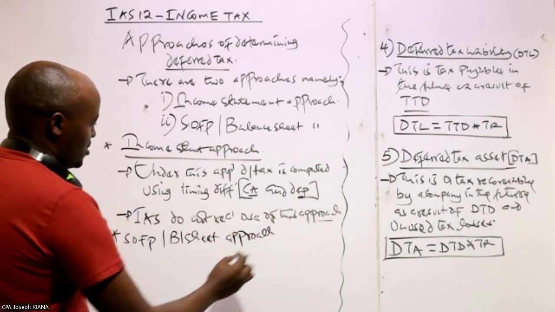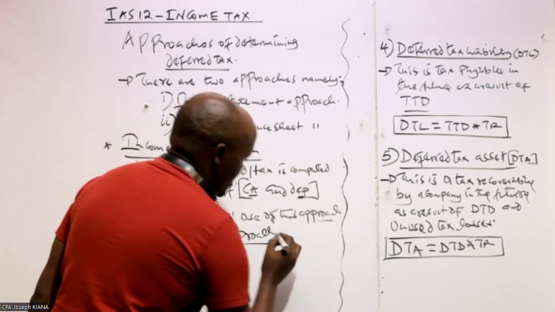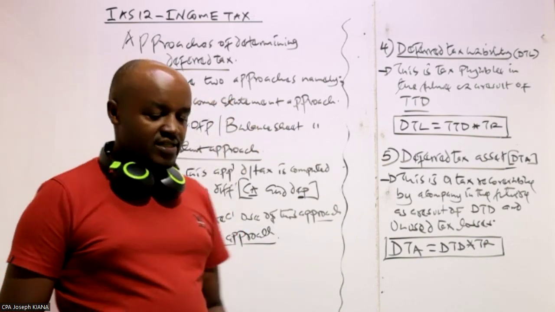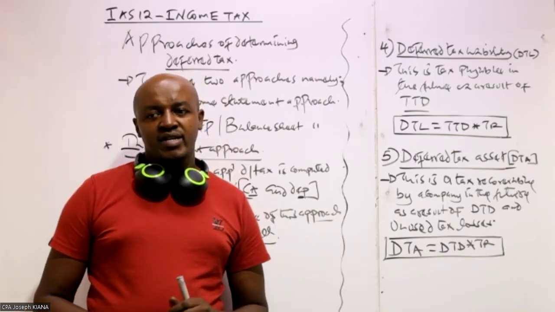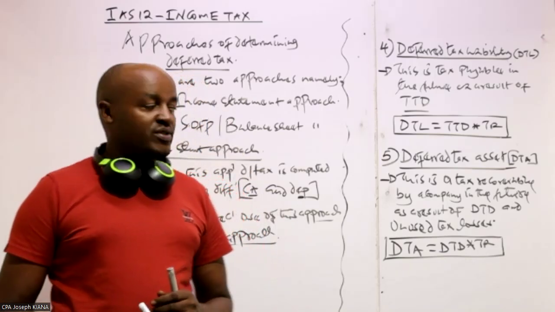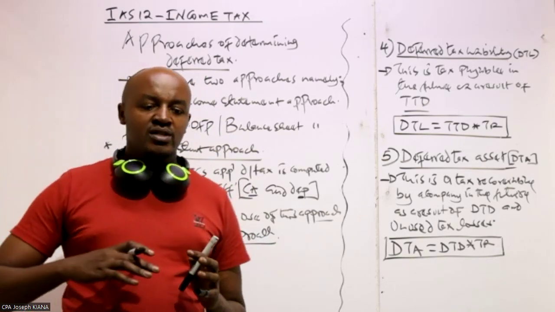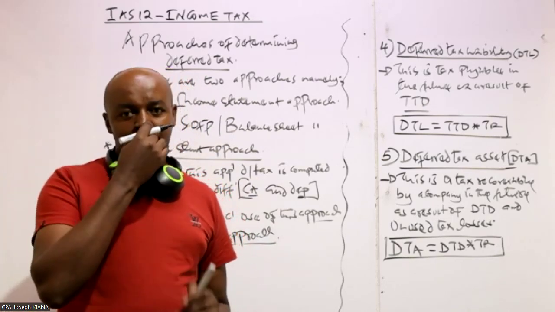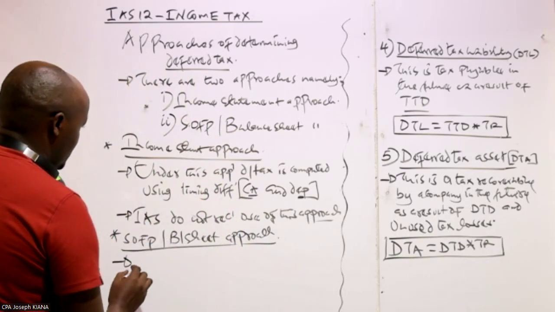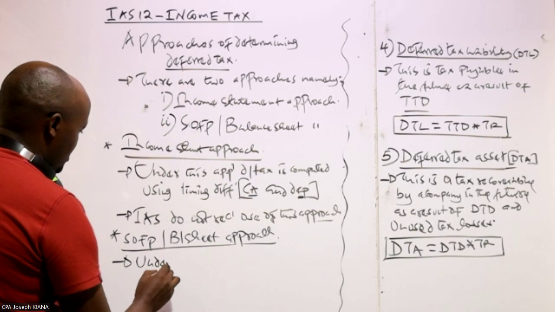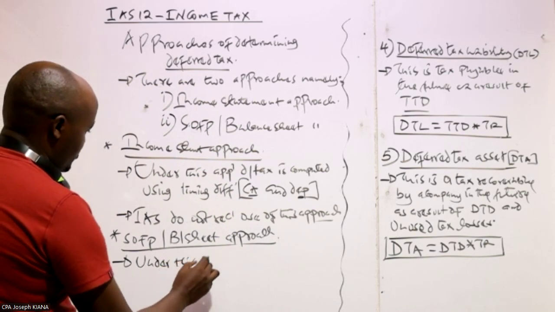So the other approach, number two, is the statement of financial position or the balance sheet approach. Under this particular approach, deferred tax is computed using the temporary difference. Temporary difference, in our case, we know that this is the difference between carrying amount and tax base of various items of asset and liability.